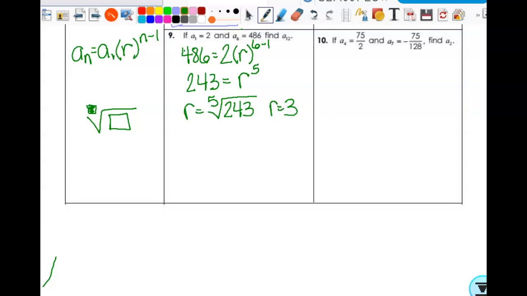Fraction. Oh, or you could, yeah, absolutely. Yes. So this is, good point. So this is the same thing. So r equals the 5th root of 243. That is the same thing as 243 to the 1/5 power. You can do it both ways. Either way is fine. Good point.